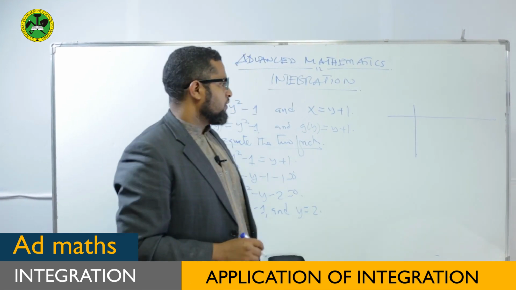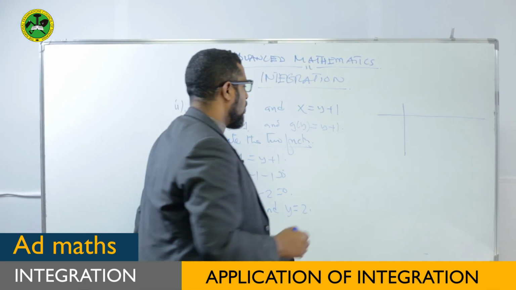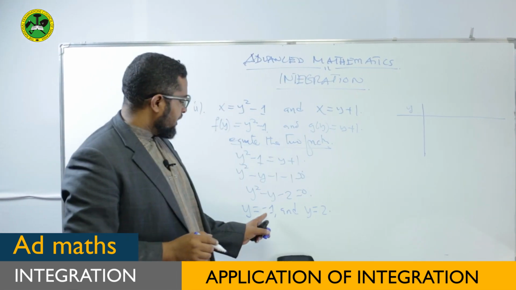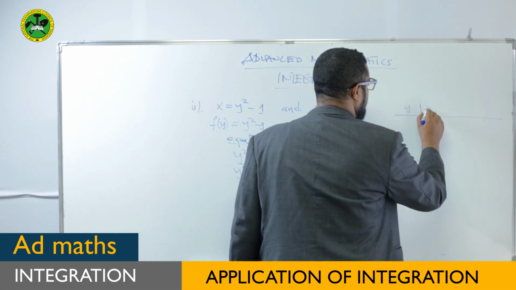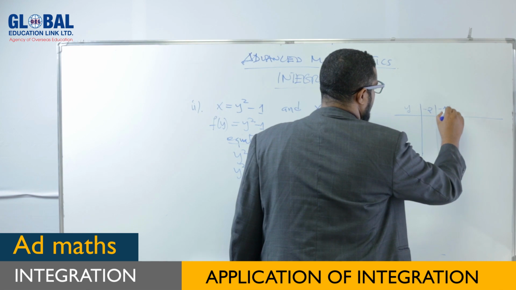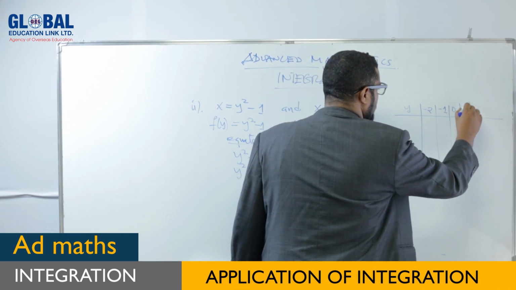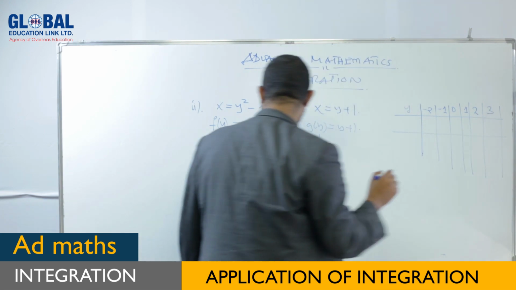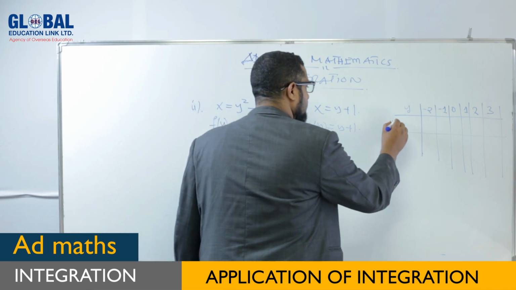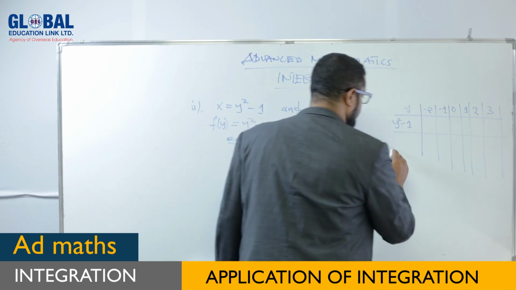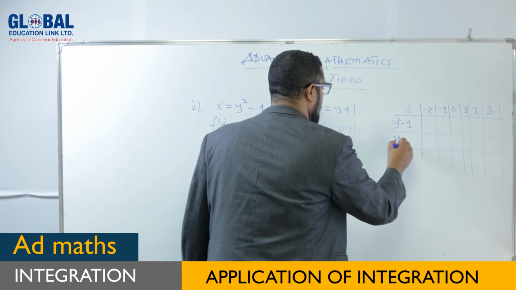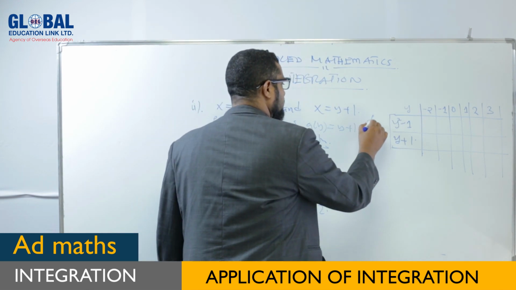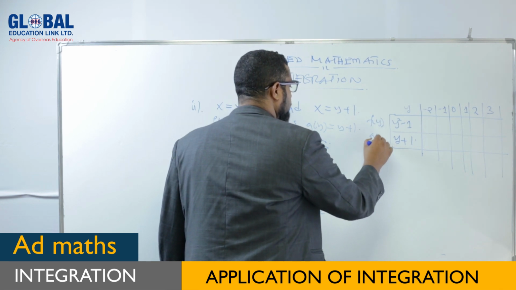Now our table of values will be written in terms of y. So here we are going to say this is y, but we have a negative number here, so we can start from -2, again -1, 0, 1, 2, and let's say 3. Now our functions here, we have y squared minus 1, and the other one is y plus 1, in which y squared minus 1 is equal to f of y, and this is g of y.